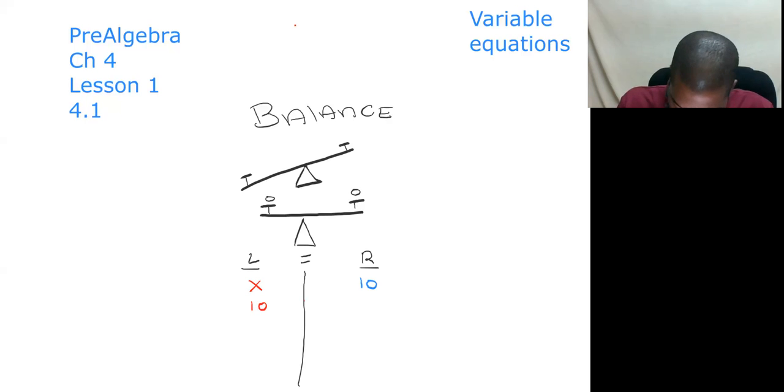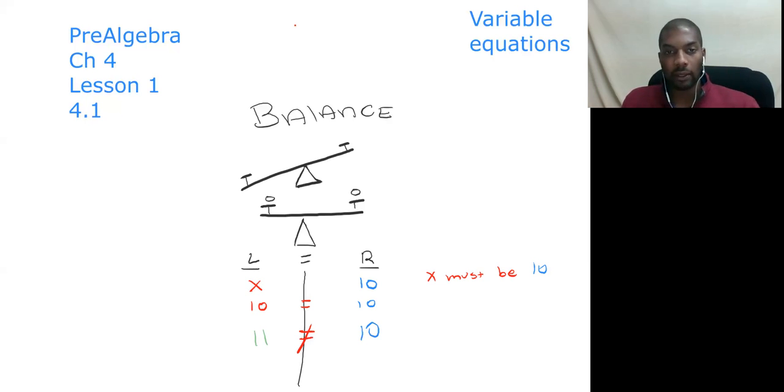So in reality, 10 is equal to 10. And I would say, well, for this to be true, x must be 10 as well. It doesn't make any sense to say x is 11 because therefore it could not be the case that x is equal to 10. 11 does not equal 10. So that can't be true. For this equation to be true, it must be the case that x is 10 so that both sides of the equation can be balanced.